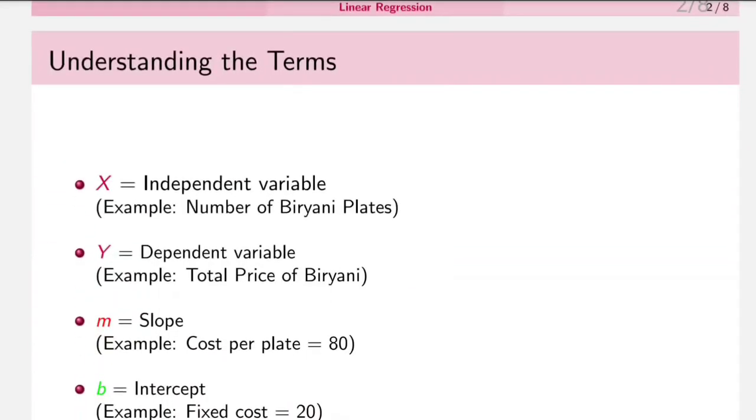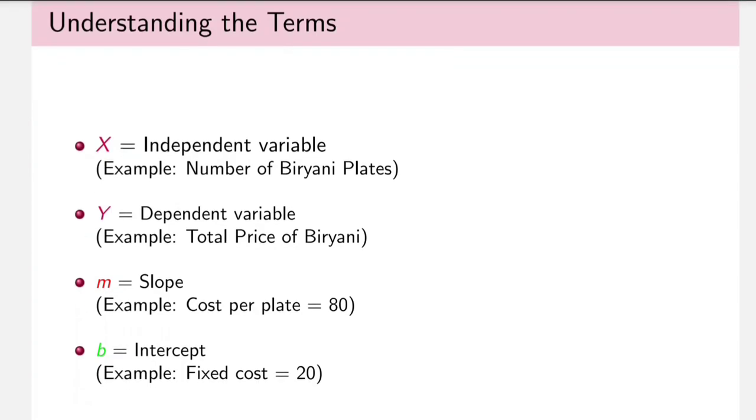So this slide explains y equal to mx plus b, right? x is the independent variable. x is something we control or choose. In our example, it is the number of biryani plates. y is the price, which depends on how many plates you buy. If you buy only one plate, the price is 100. If you buy two plates, the price is 200. So plates is the cause, whereas the price is the effect.